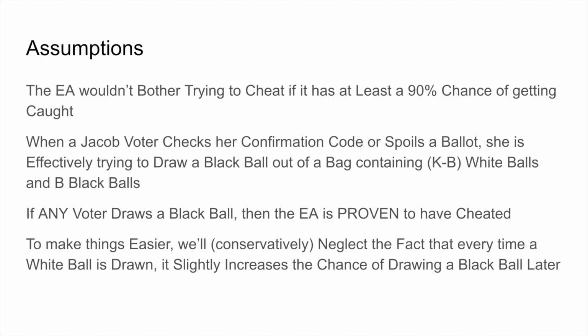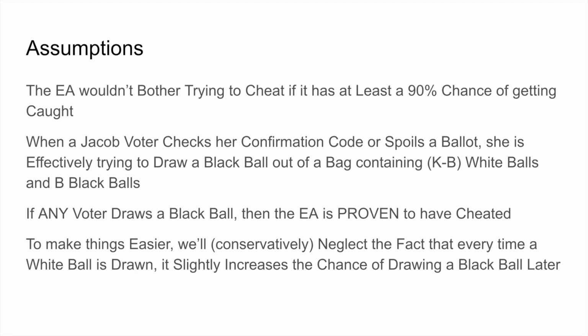First, the election authority wouldn't bother trying to cheat if it has at least a 90% chance of getting caught. It turns out not to matter very much whether you assume the number is 90% or 99%, so long as there is some probability of getting caught that you consider high enough to deter the election authority from cheating.